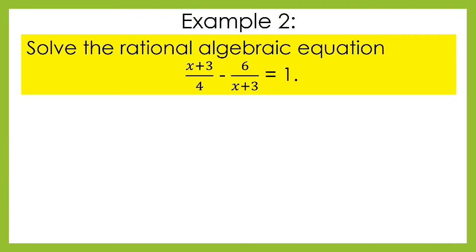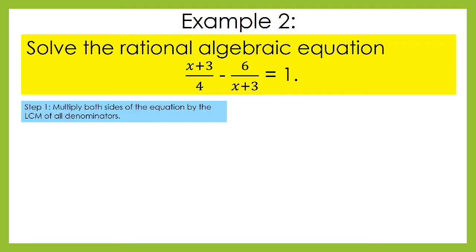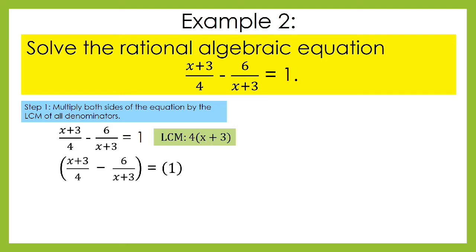Let's have example 2. Solve the rational algebraic equation (x + 3)/4 - 6/(x + 3) = 1. This is a rational algebraic equation. Step 1, we will multiply both sides of the equation by the LCM. This is the given equation. Ang LCM ng denominators ay 4 and x plus 3. Okay, yun yung i-multiply natin, both sides of the equation.